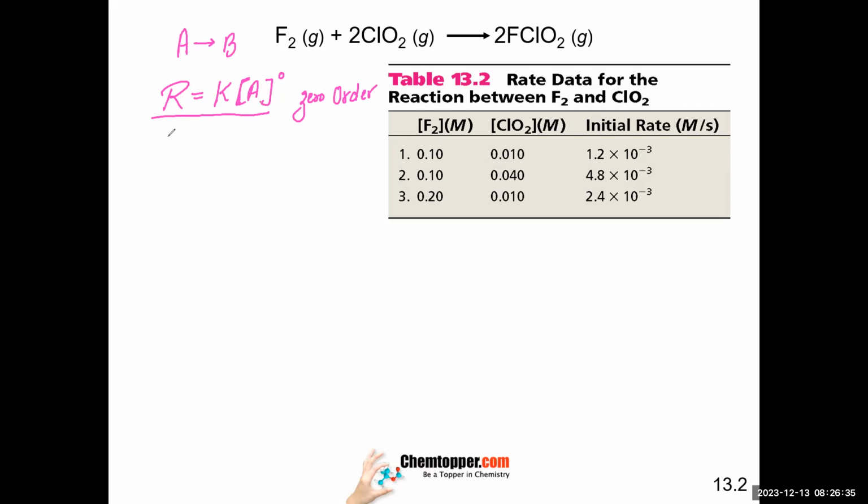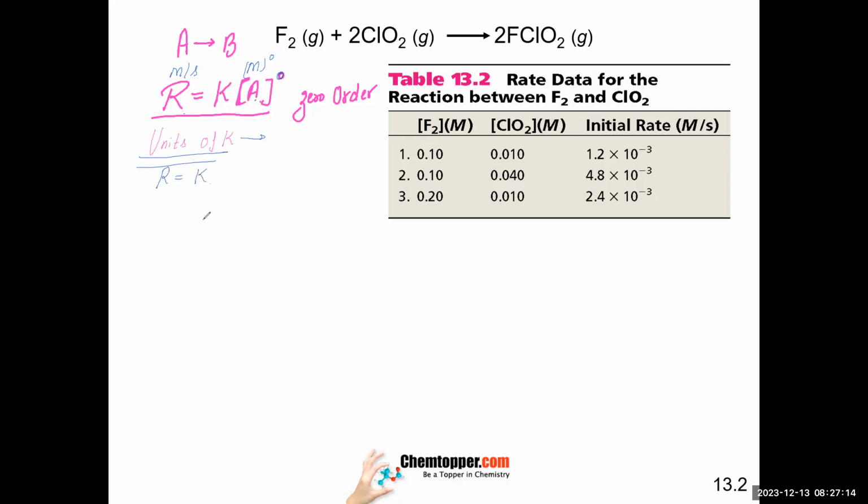This is zero order. What are the units of K? Get the units of K here, children. Rearrange. You know the units of rate? Molar per second. Now this is raised to power 0, so molar raised to power 0. So what are the units of K? Anything raised to power 0 is 1. So units of K will be the same, because this rate law can be written as rate equals K.